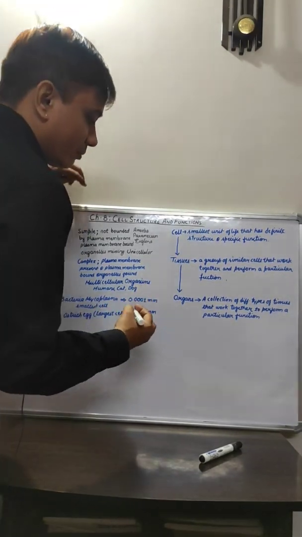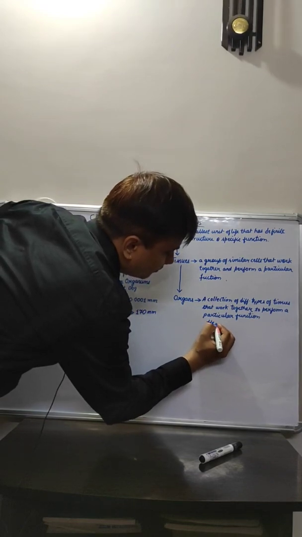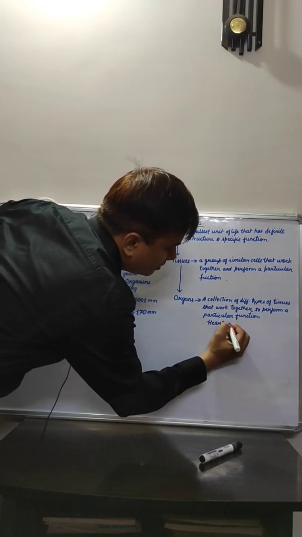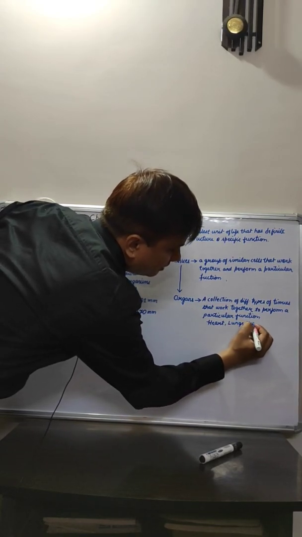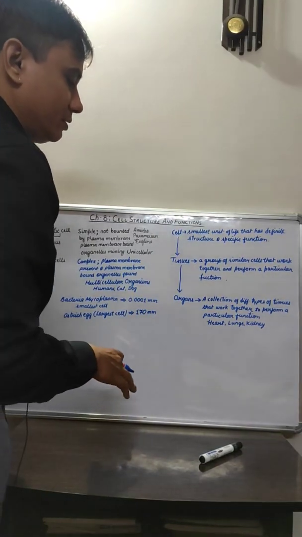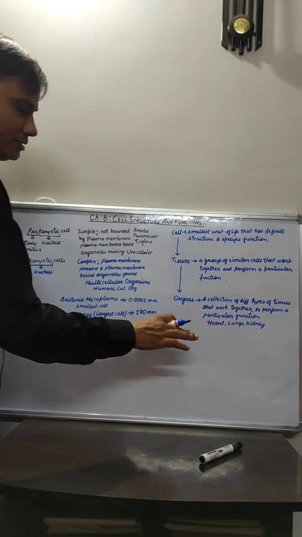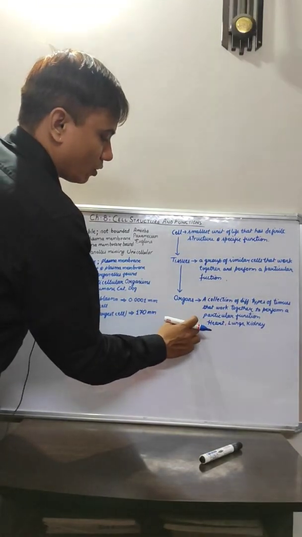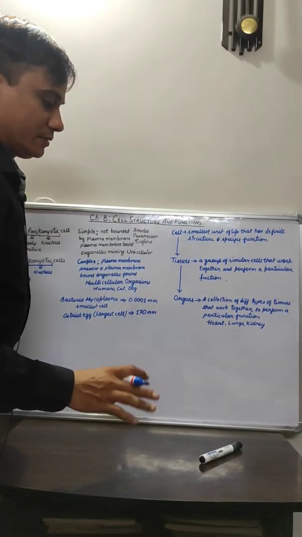So if we are talking about organs, I am writing the examples of some organs we have: heart, lungs, kidney. They are all vital organs in the human body, or any living multicellular organism for that matter. These are examples of organs, and they have a specific role to play, right?